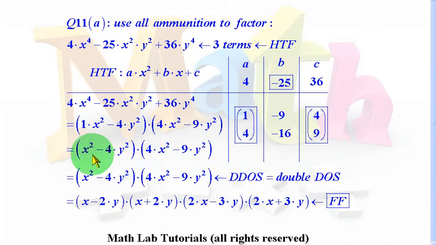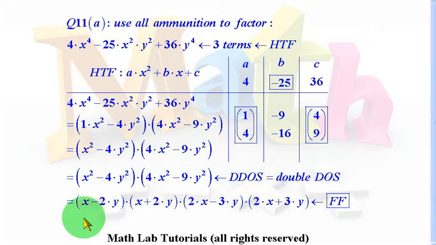Now, if we look at this carefully, we'll see a difference of squares. And this is also a difference of squares. So we're going to use DOS factoring here and DOS factoring here simultaneously. All I did was copy paste, write it down again, and I call this DDoS for a double DOS.